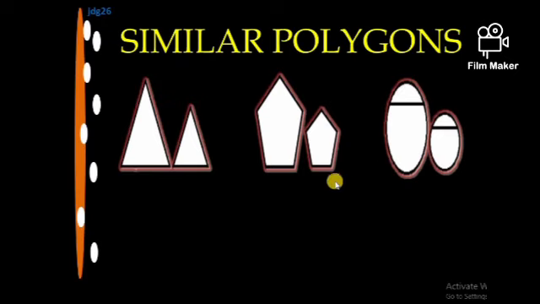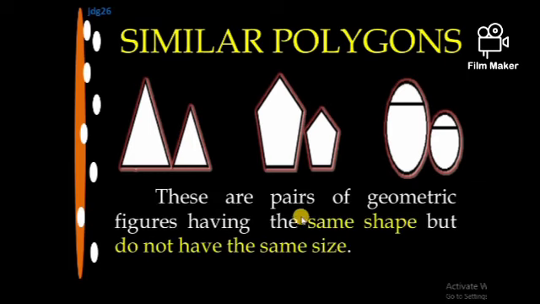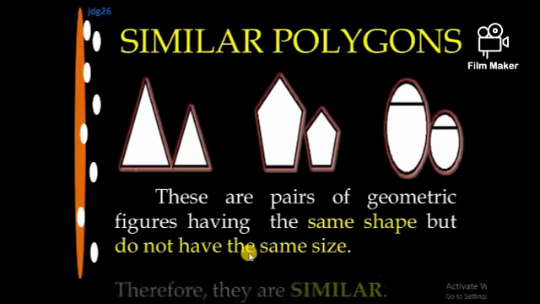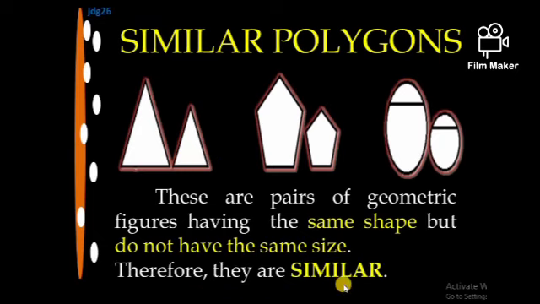Take a look of these figures. These are pairs of geometric figures having the same shape but do not have the same size. Parang kanina lang, may big and small. Therefore, they are similar.